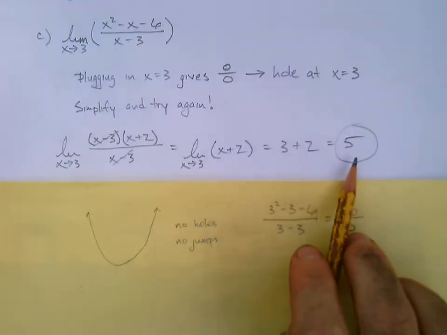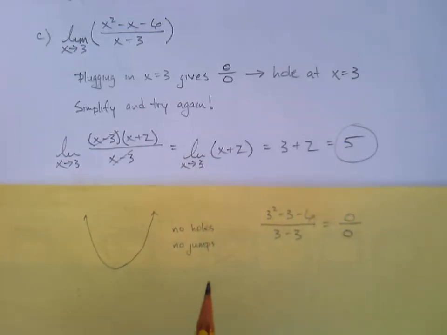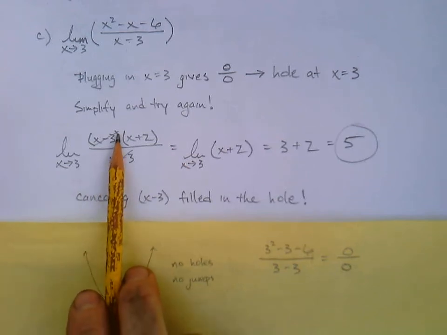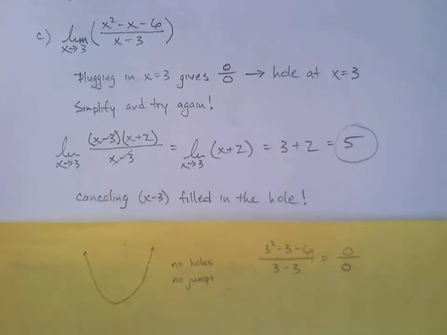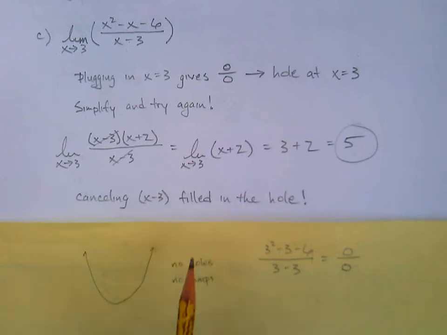And that's pretty nice. So what's kind of cool is, we know there's a hole, but how do we actually find out where that hole occurs? It's because we were able to factor, and when we canceled, what that did to the graph is surprising. Canceling those x minus 3s filled in the hole.